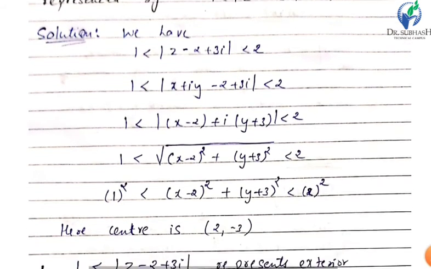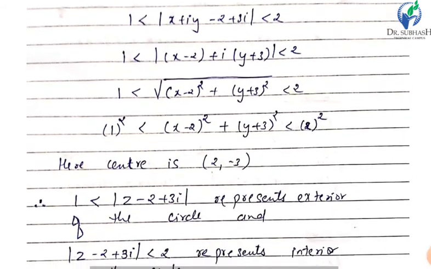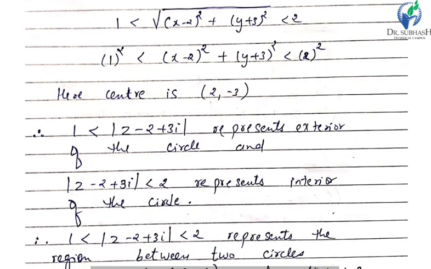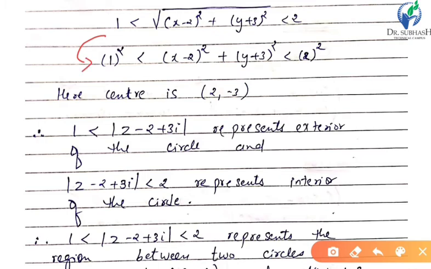Now I will remove the root. To remove the root, I have to square both sides. So in the next step, I will square both sides, so 1 will be converted to 1 squared and 2 will be converted to 2 squared, and in the center the root will be removed. Now from the formula of a circle, we can see here that the center is (2, -3).